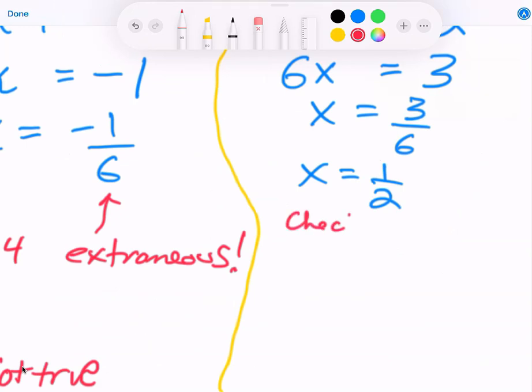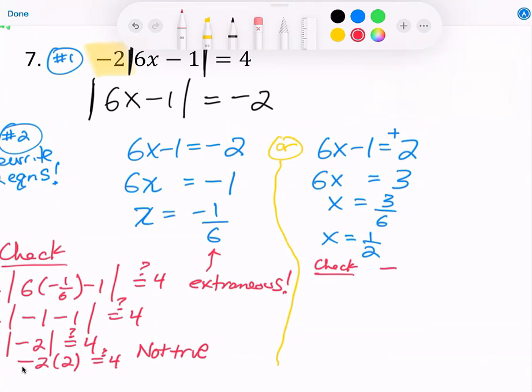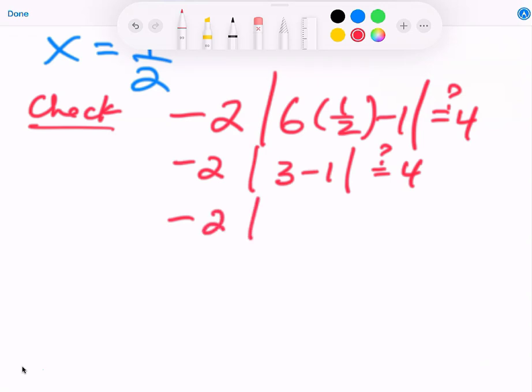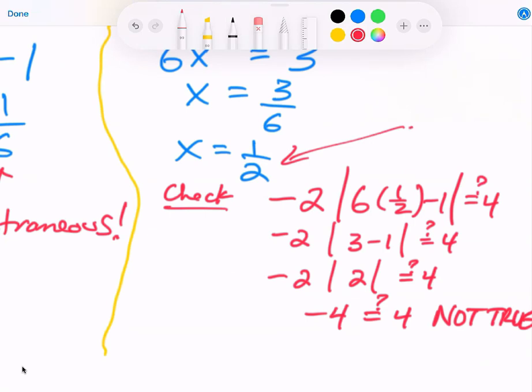And then let's check the 1/2. So I'm going to plug in 1/2 into my original equation. 6 times 1/2 minus 1. Does that equal 4? So we have -2 times the absolute value of 6 times 1/2, which is 3, minus 1. Does that equal 4? -2 times the absolute value of 2. Does that equal 4? And that would be -4. Does that equal 4? That is not true. Another one that's not true. The plot thickens. This also is an extraneous solution. I need an E in there.